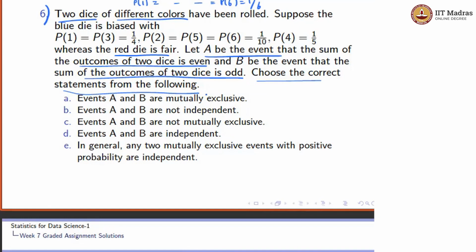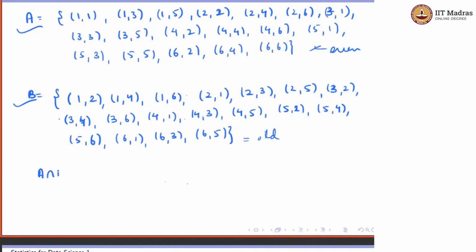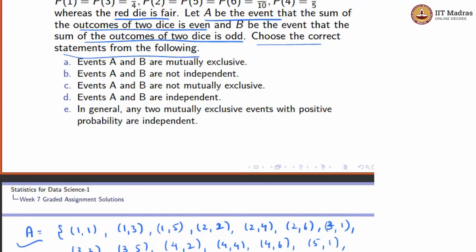So the first statement is, events A and B are mutually exclusive. So how do we check whether the two events are mutually exclusive or not? We check whether A intersection B is equal to phi or not. As we can see from events A and B, both the events are disjoint, that is A intersection B is equal to phi. So events A and B are mutually exclusive. So our correct option will be A. Since A is correct, our C is incorrect.